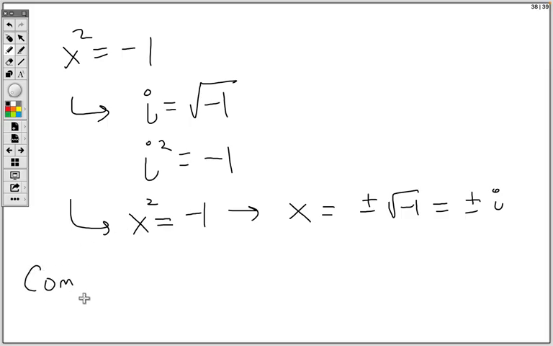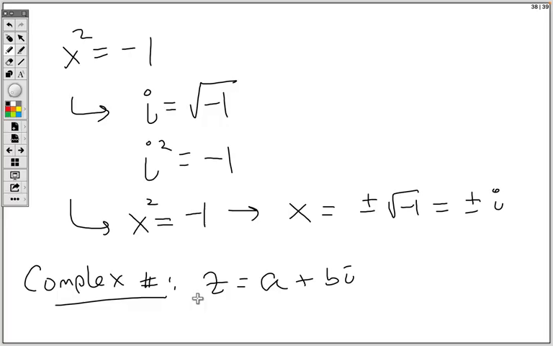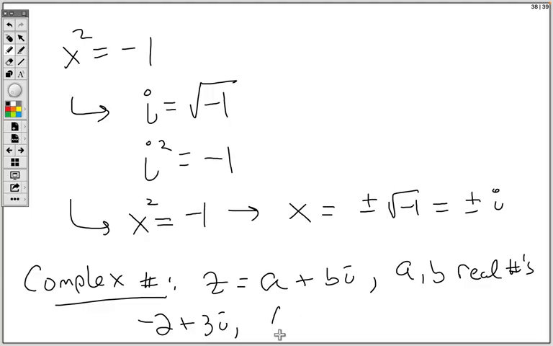A complex number is a number z of the form a plus bi. We typically use the letter z for a generic complex number, where a and b are real numbers. So for example, -2 plus 3i is a complex number. A number like 6i would also be considered a complex number.